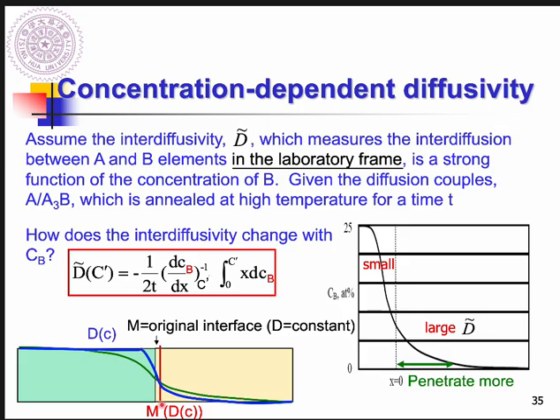Then the 0 x equals to 0. You can find this plane will be the Matano interface to allow this area equals to this area, which means the atoms removed from A side will be equal to the atoms moved into the B side, okay? Removed from A side will be equal to the atoms moved into B side.